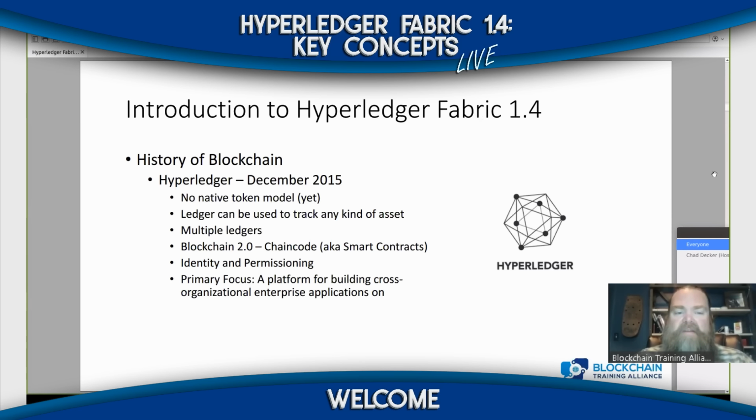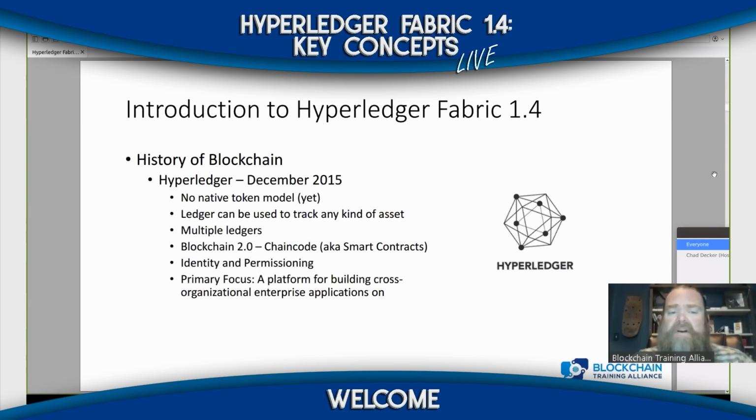Just like Ethereum, Hyperledger is a second generation platform, a 2.0 platform. So you can write smart contracts in Hyperledger as well. In the Hyperledger world, smart contracts are often referred to as chain code, but you'll hear both terms used interchangeably.